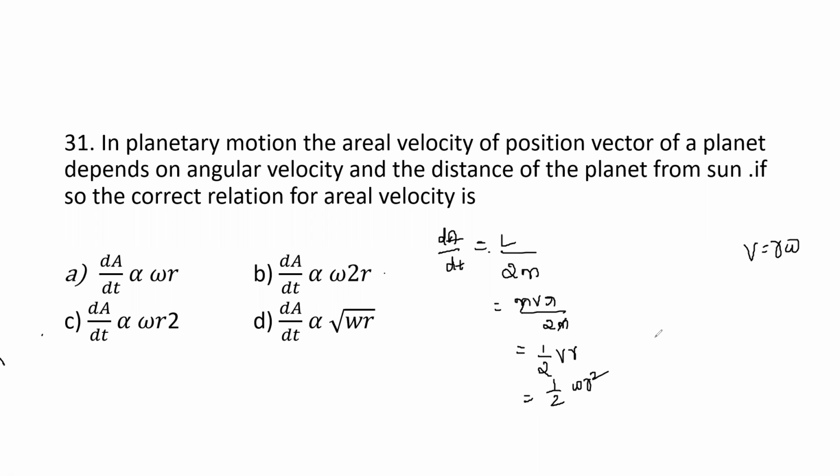So if you see the options, option C is the correct option here. We got dA by dt equal to 1 by 2 omega r square, but 1 by 2 is a constant. Therefore, we can write dA by dt is proportional to omega r square. So the correct option is option C.